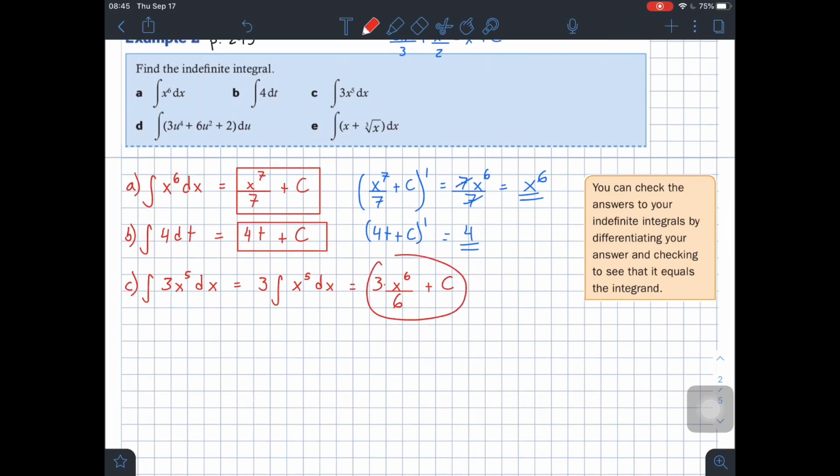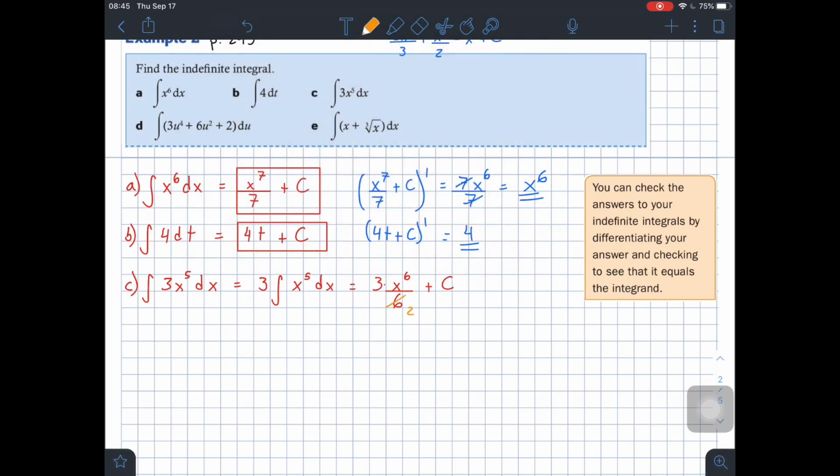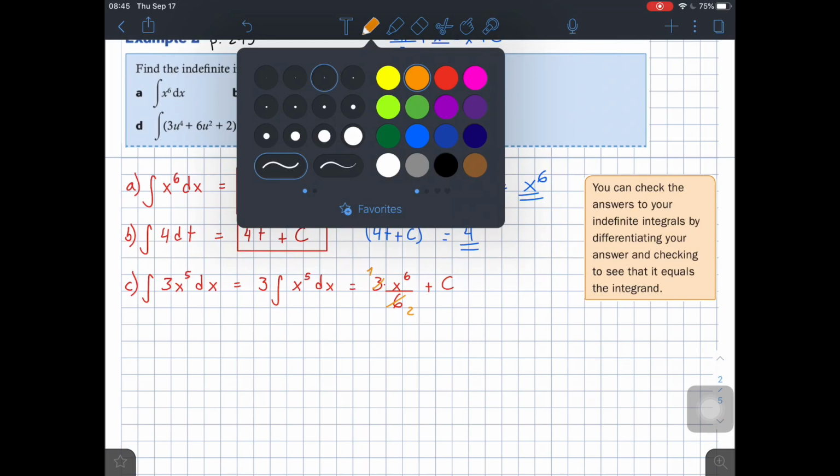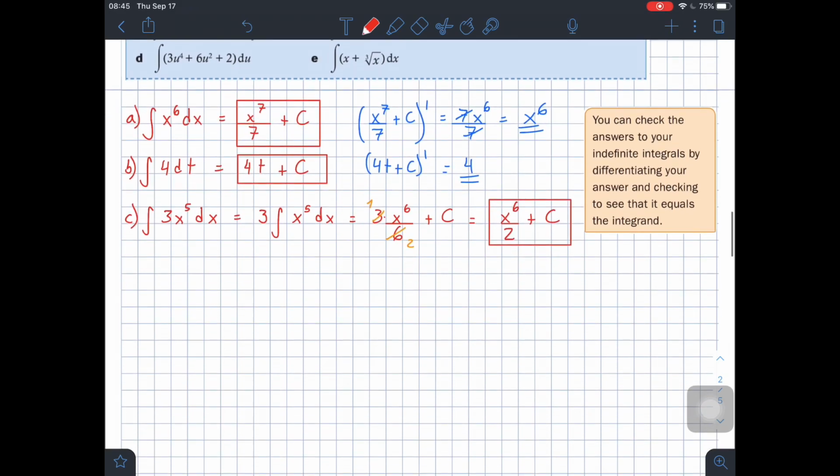Actually, I can simplify 3 with 6, right? We're gonna get 2 here, 1 here. So the answer would be x to the 6th power divided by 2 plus c. This would be the answer. As always, you can check your result, right? We're gonna do this in blue.